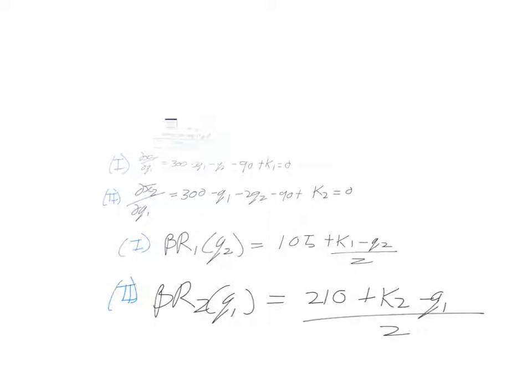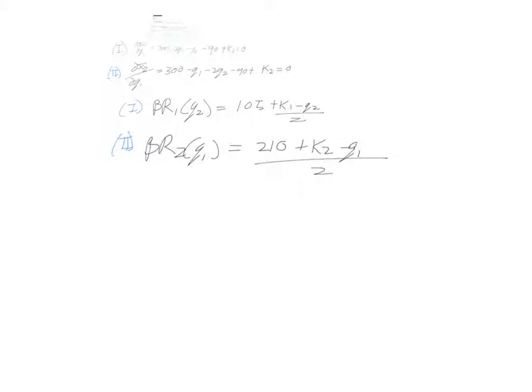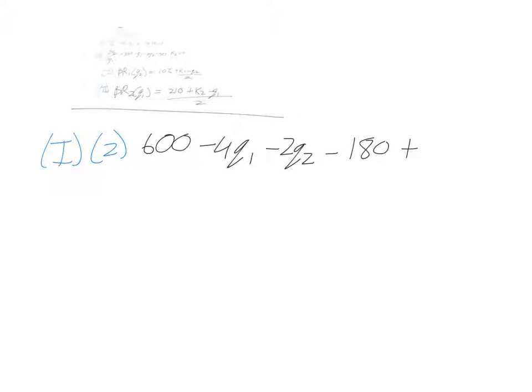So what do we do now? We're going to get the quantities as a function of the level of investment. So to do that, we go equation 1 times 2. That's going to be 600 minus 4Q1 minus 2Q2 minus 180 plus 2K1 equal to 0. And we just stick equation 2 in as is.